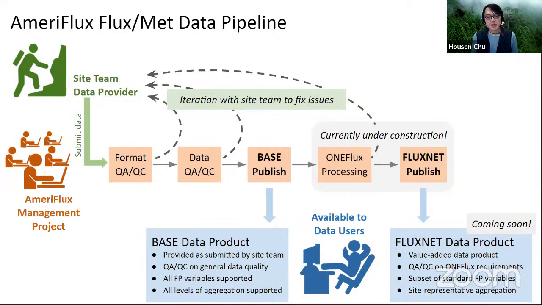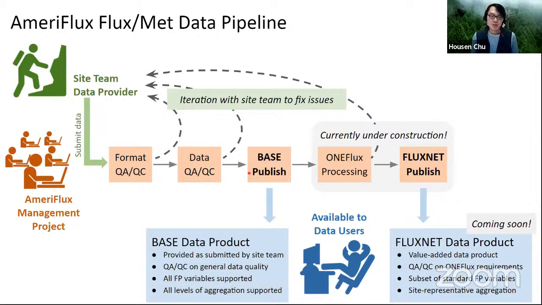If anything needs to be addressed, you see an iteration here. It will be sent back to the site team to make sure everything gets fixed, or addressed, before moving on to the publish. If everything got addressed and everything went right, the data will be published as the so-called base data product.